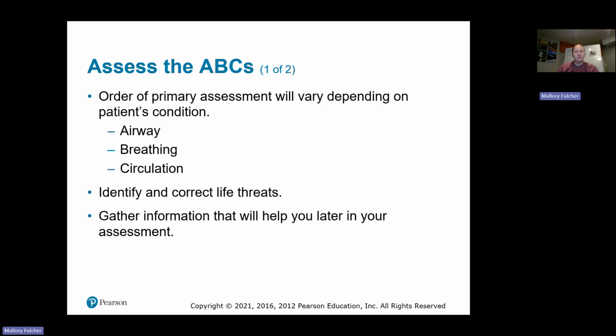And then circulation. So with circulation, what's their skin color look like? What's their pulse? I'm missing one. Oh, and then bleeding, if they've got any bleeding going on. And then anytime we run into an issue, we're going to fix it as we find it. So if there's an issue with airway, we're going to fix it before moving on to breathing. If there's an issue with breathing, we're going to fix it before moving on to circulation and so on, right? Fix it as we find it.